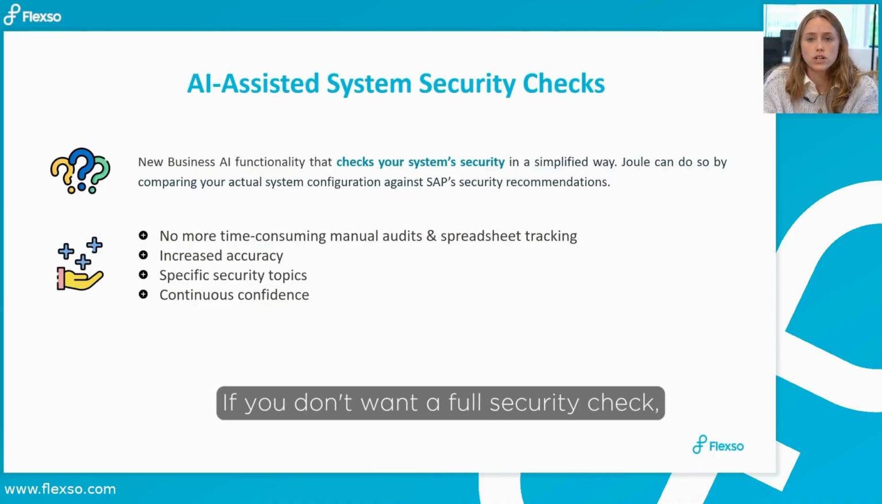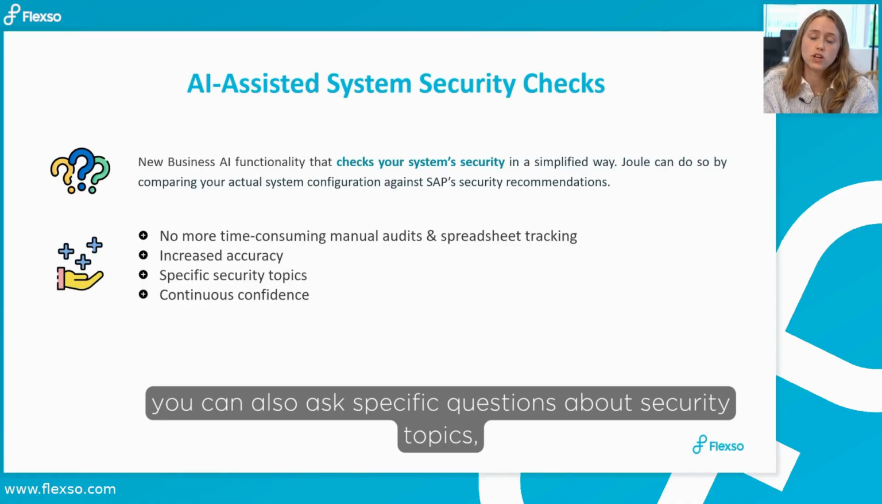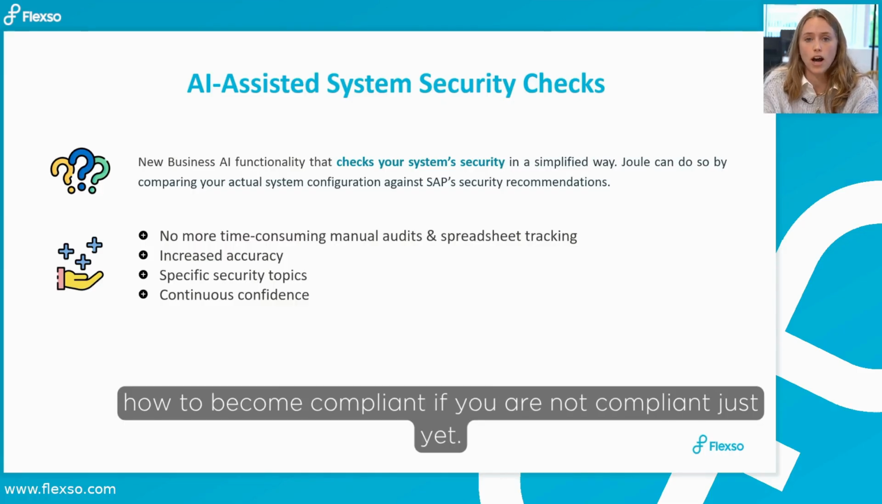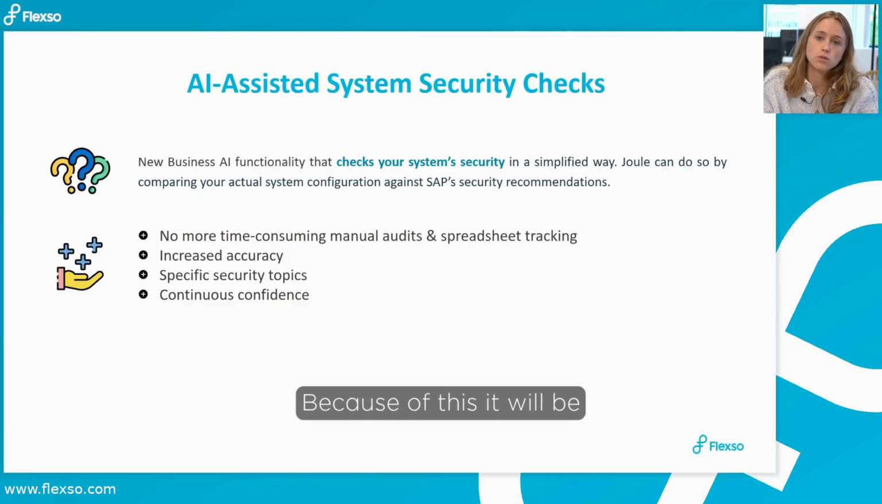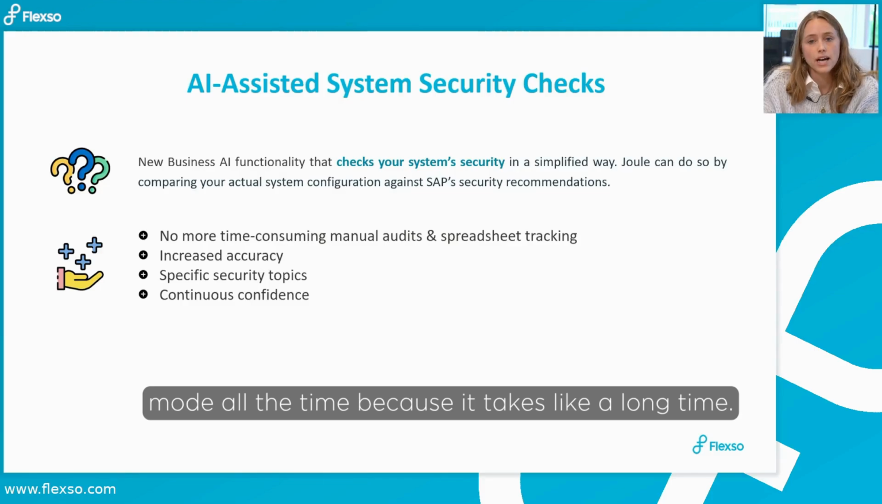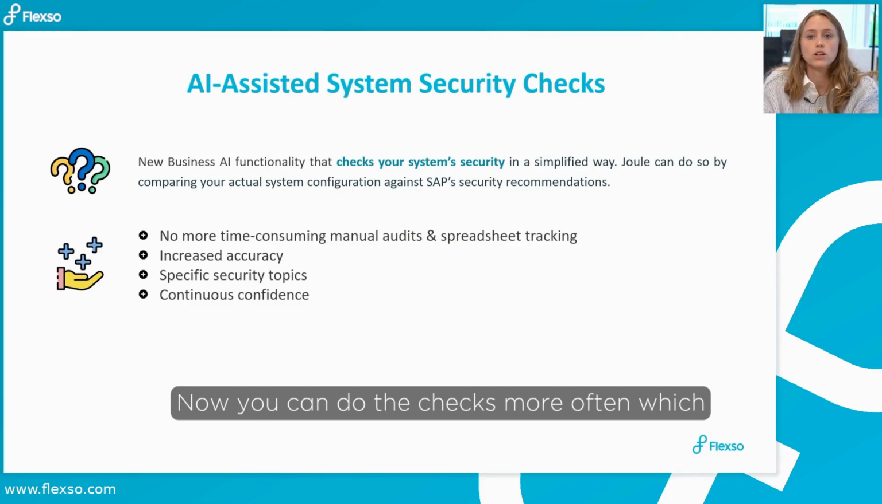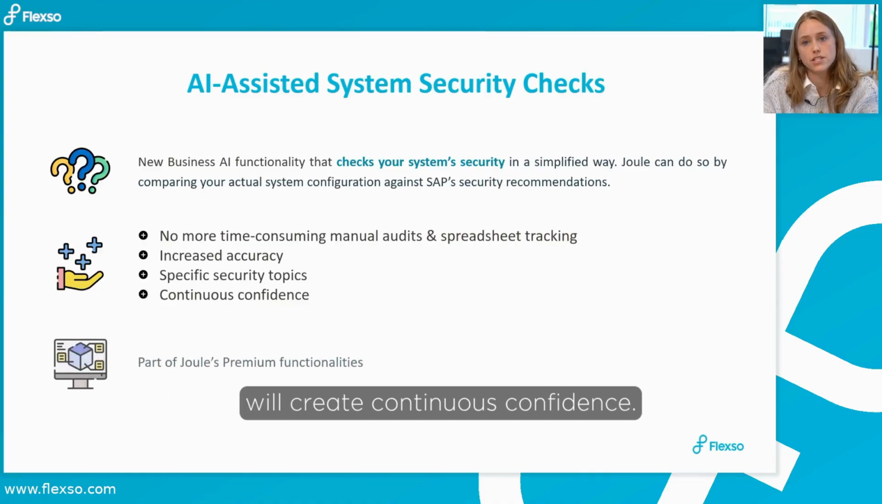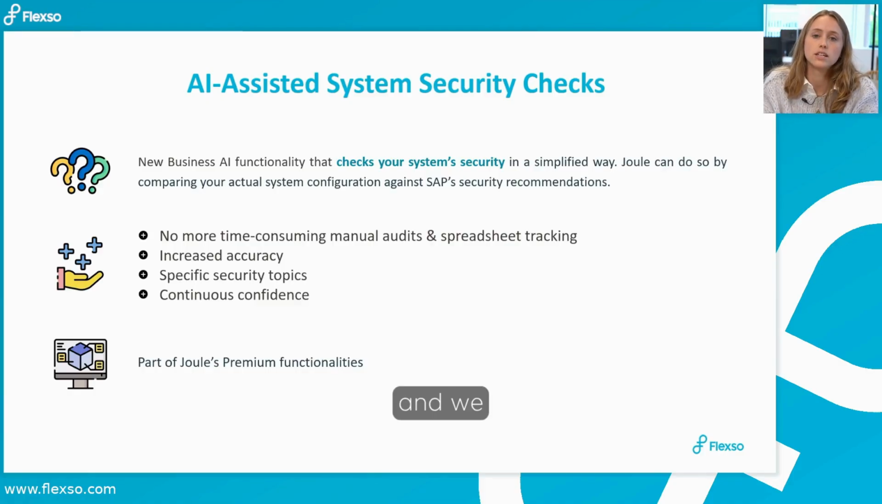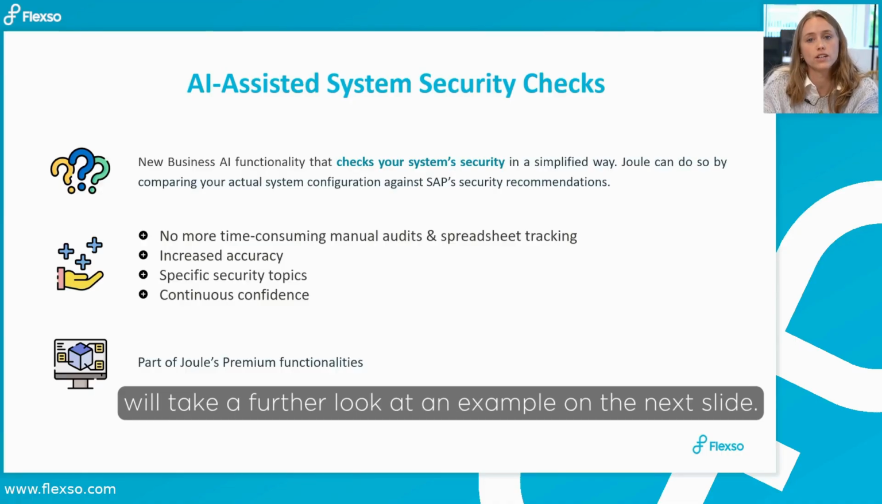If you don't want a full security check, you can also ask specific questions about security topics. It will give you a guideline on how to become compliant if you are not compliant just yet. Because of this, it will be easier to do it more often, so you don't have to be in audit mode all the time, because it takes a long time. Now you can do the checks more often, which will create continuous confidence. This feature is part of EULA's premium functionalities, and we will take a further look at an example on the next slide.